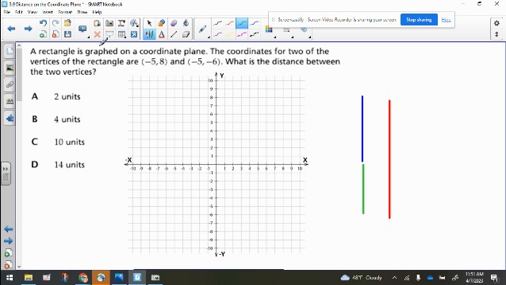A rectangle is graphed on a coordinate plane. The coordinates of two of the vertices of the rectangle are -5, 8 and -5, -6. What is the distance between the two vertices?